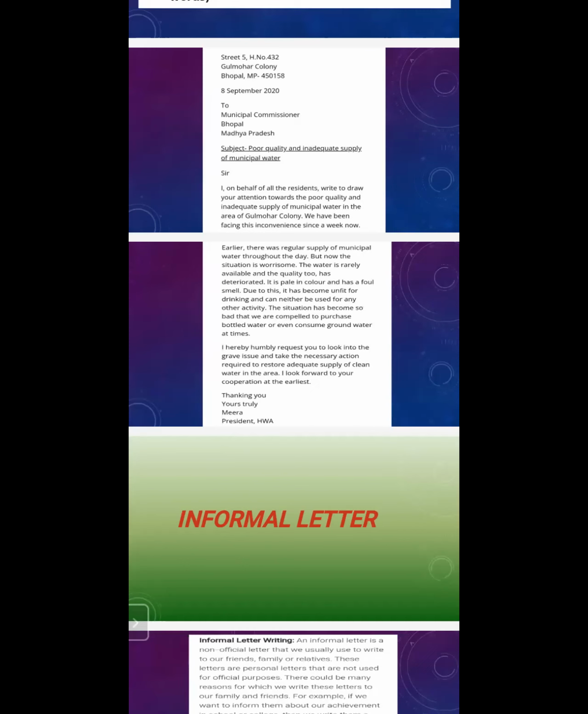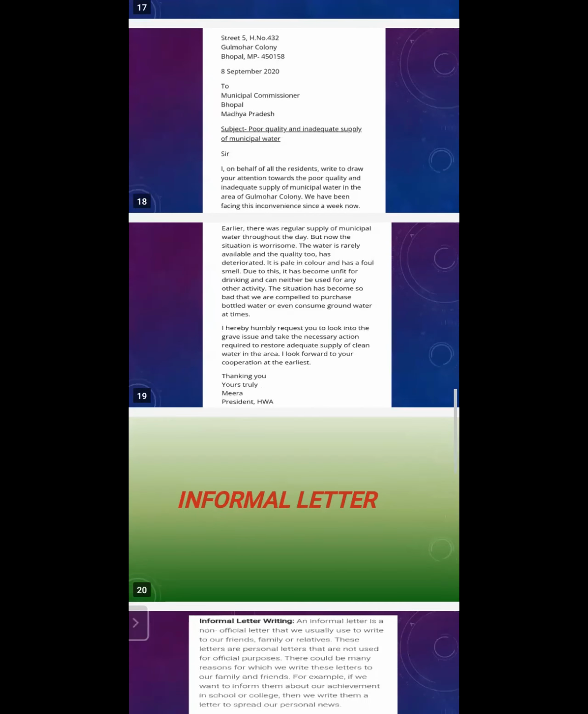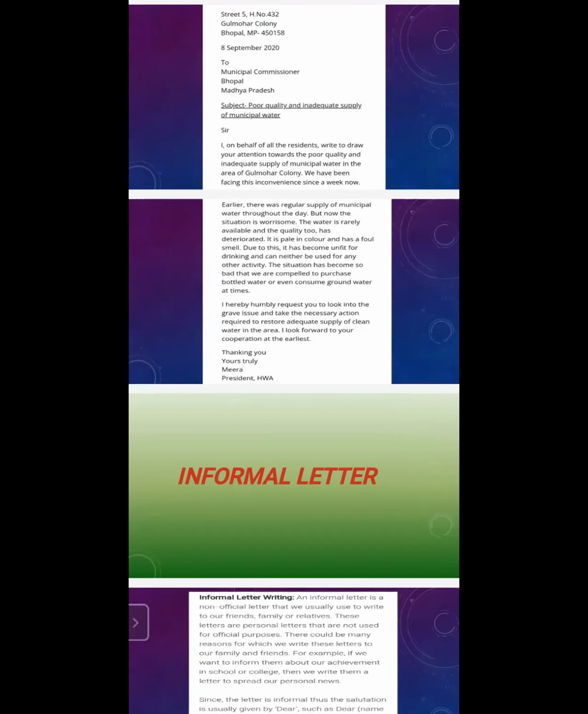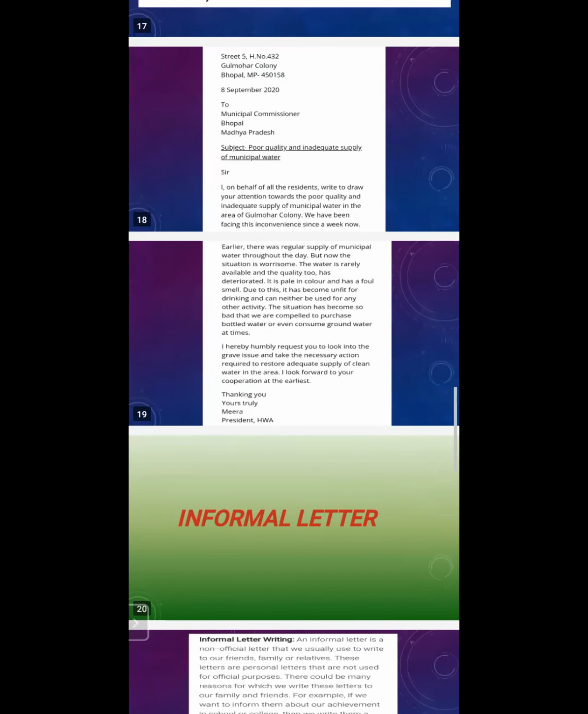Due to this, it has become unfit for drinking and can neither be used for any other activity. The situation has become so bad that we are compelled to purchase bottled water or even consume groundwater at times. I hereby humbly request you to look into the grave issue and take the necessary action required to restore adequate supply of clean water in the area. I look forward to your cooperation at the earliest. Thanking you, yours truly, Mira, President, HWA.